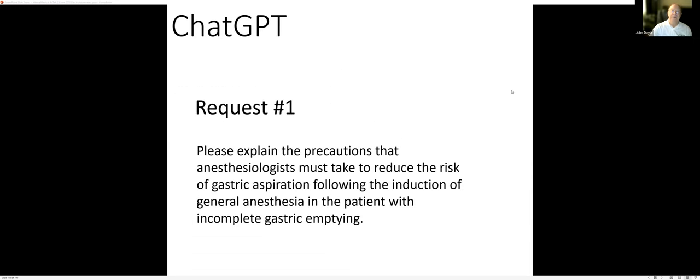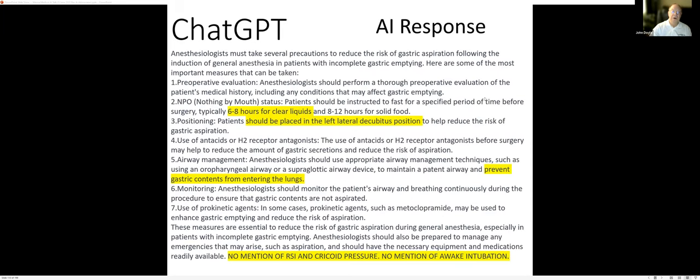Well, I gave it some questions that you might ask a medical student or a resident. Please explain the precautions that anesthesiologists must take to reduce the risk of gastric aspiration following the induction of general anesthesia in the patient with incomplete gastric emptying. So the problem here is that if you have stuff in the stomach when you put the patient to sleep, for example, they might have gotten in a car accident immediately after going to McDonald's, we have to make sure that the stuff that is in the stomach doesn't get into the lungs, and that's called aspiration, causing a deadly complication called aspiration pneumonitis. So here it comes up with a number of comments.